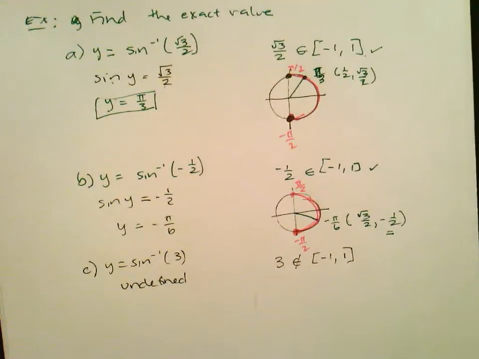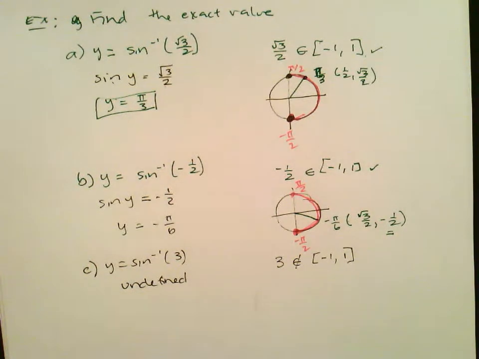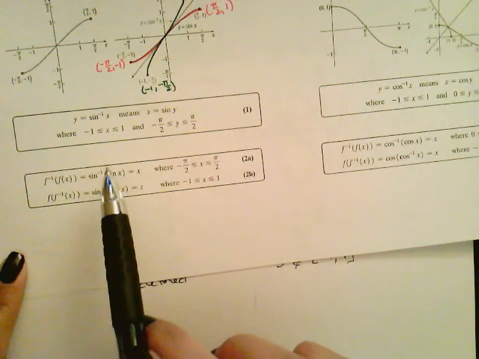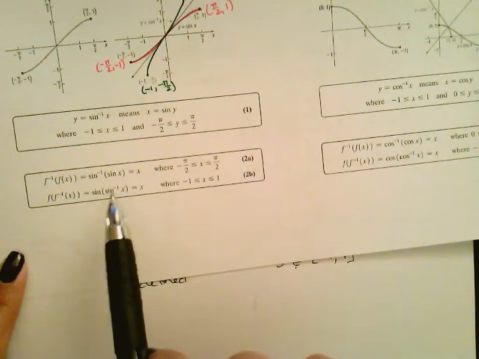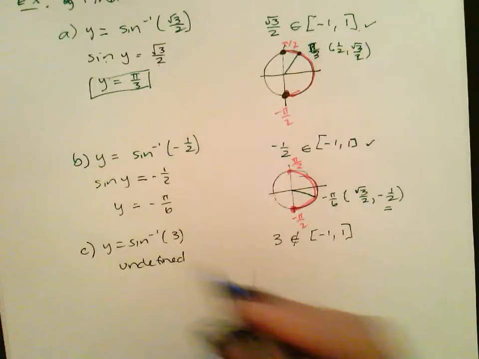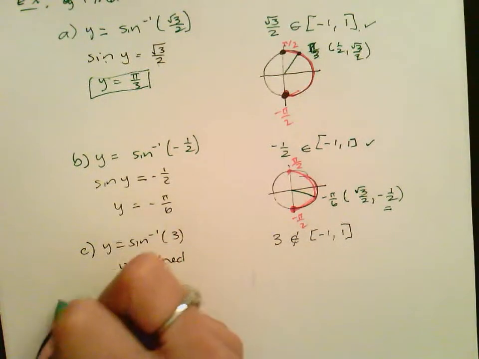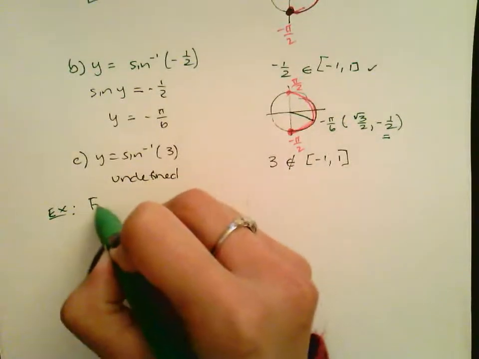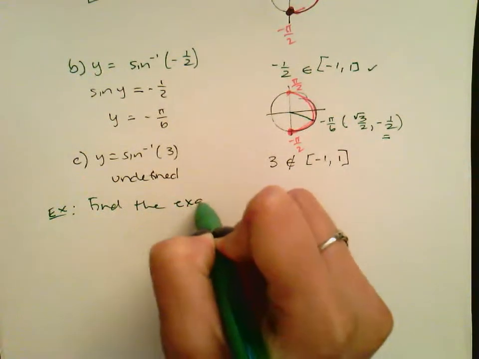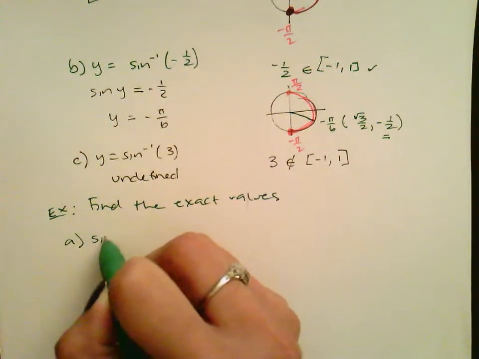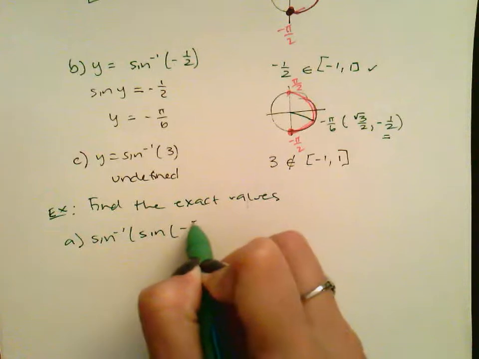Let's go ahead and use the second rule that I showed you guys. So now we're going to go ahead and utilize these rules. We're going to find the sine inverse of sine, and we're going to find sine of sine inverse of x. So let's go up for a specific angle in this case. So let's go ahead and try to find the exact values for sine inverse of sine of -π/8.